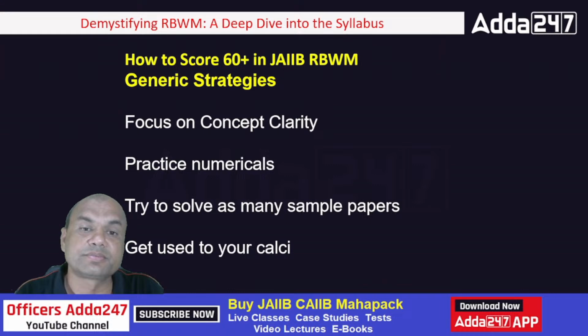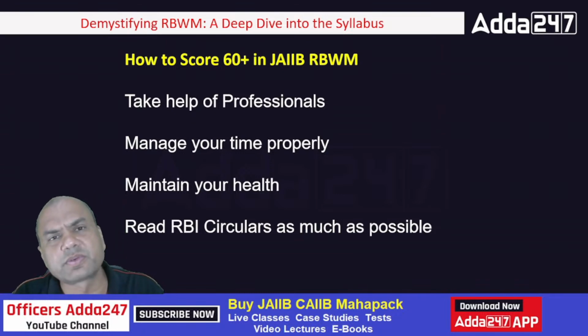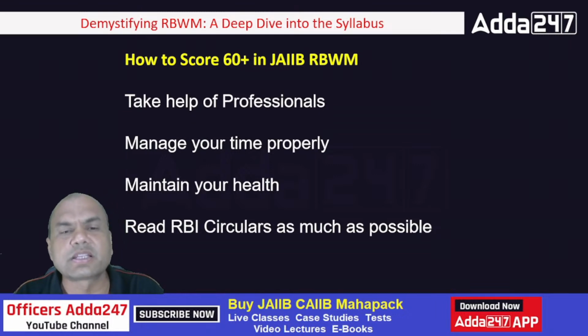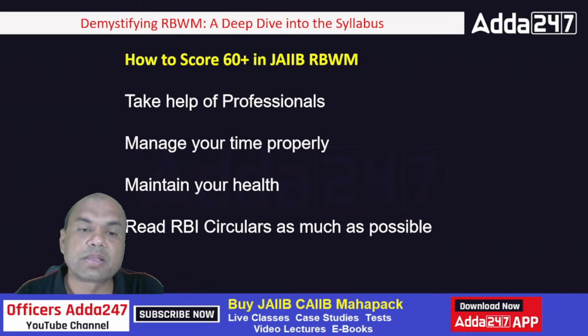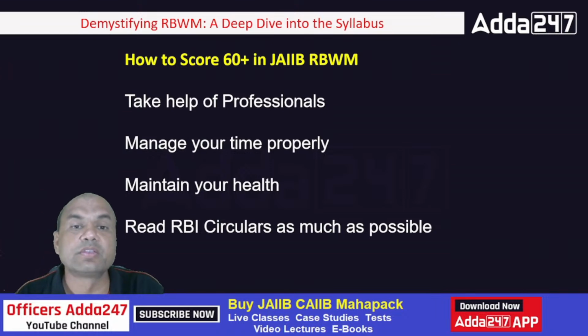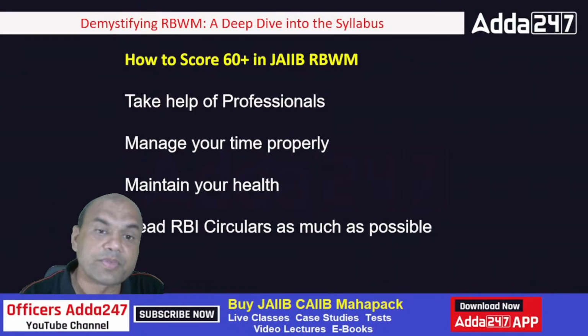Take help of the professionals. That's why I'm saying join the classes immediately. Professionals should be trustworthy. Not that anybody comes tomorrow on YouTube, gives some lecture and calls himself a professional. Not that. Okay. The professional should be trustworthy. Manage your time properly. Maintain your health. Read RBI circulars as much as possible. So these are the basic strategies of clearing this RBWM with 60 plus. I would say not even 60 plus, I would say 70 plus. Okay. So these are the strategies.